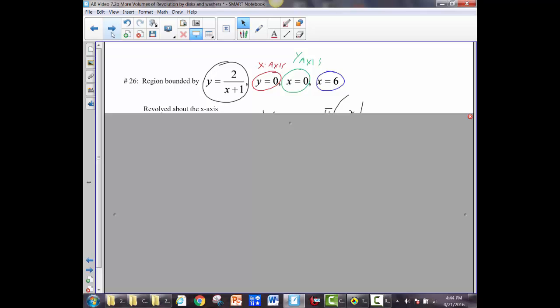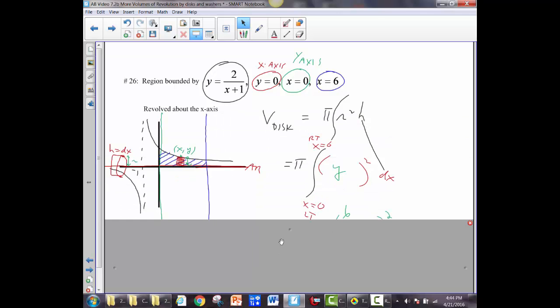Okay, region bounded by y equals 2 over x plus 1, y equals 0, better known as the x-axis, x equals 0, better known as the y-axis, and x equals 6. And we're going to take that region and revolve it about the x-axis. So you should know that y equals 2 over x plus 1, and we've done this before, has a horizontal asymptote of y equals 0 because the degree of the top is less than the degree of the bottom. You know it has a vertical asymptote, but x equals -1.